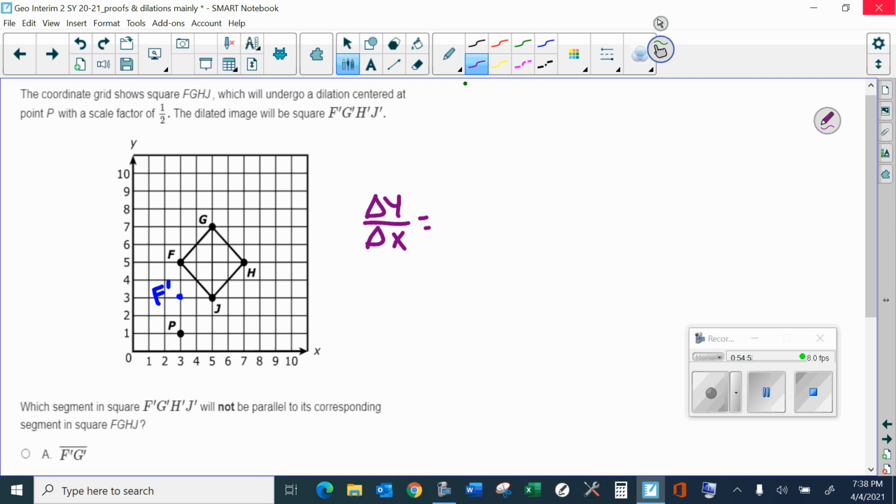Okay, so the slope from P to G, 1, 2, 3, 4, 5, 6 over 2. Okay, now I want a scale factor of 1/2. So I'm going to divide each of these by 2. And now I get 3 over 1. So now instead I'm going to go up 3, 1, 2, 3, and right 1. There's G prime. Okay.